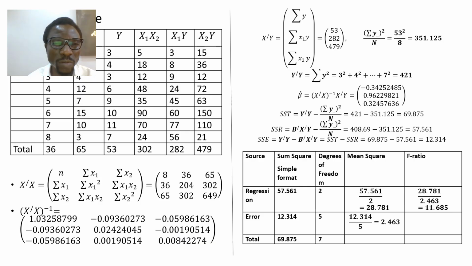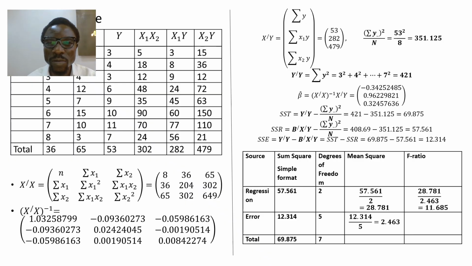So this will help us to obtain our x prime x matrix. The formula is also represented in the matrix to obtain the entries. And then after obtaining the x prime x matrix, find the inverse of that matrix. And when we do that, that will give us the matrix that we have there, a 3 by 3 matrix. Then the next thing will be to obtain our x prime y matrix. The formula to obtain that as well is also stated. Then we can get those values from the table.